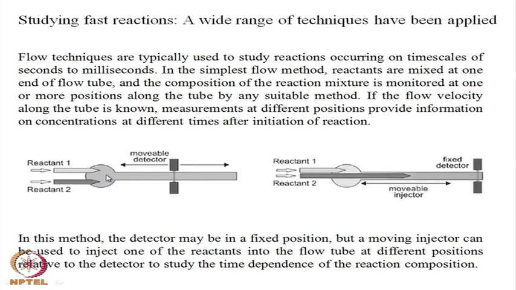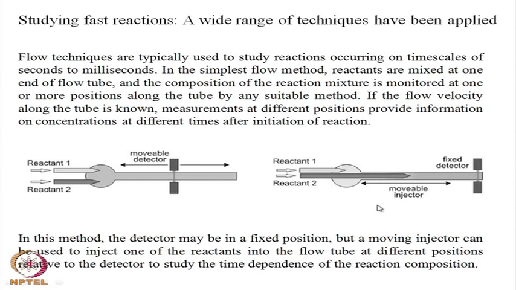So, that means if this flow rate is known, then you should be able to find out the time dependent concentration along this tube, that is the time dependent concentration of a certain reactant or maybe a certain product. So, this is one way. In this case your detector is movable.